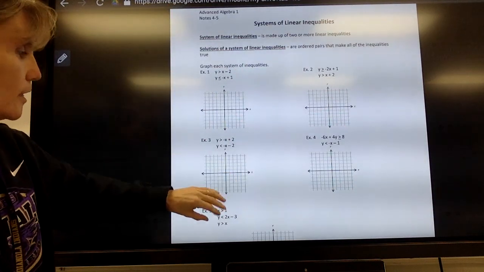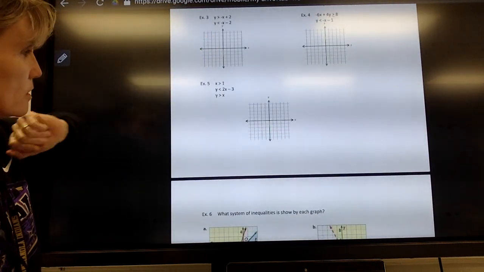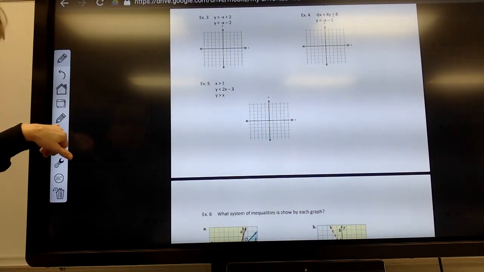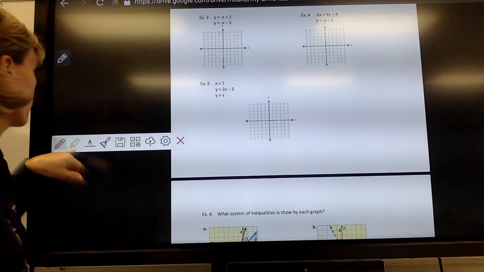Okay, I'll let you do the next 2 there on your own if you want. If you get 3 lines in your system, that's okay. You just have to graph 3 lines.